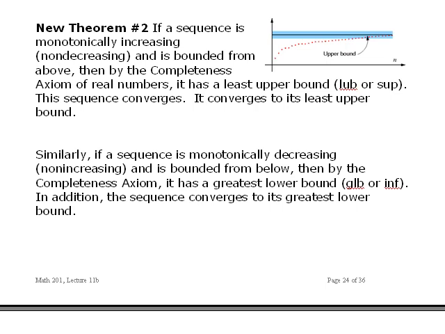And now we can state that new theorem more precisely. If a sequence is monotonically increasing, that is, it is a non-decreasing sequence, and is bounded from above, then by the completeness axiom of real numbers, it has a least upper bound. This sequence converges, and it converges to its least upper bound. Similarly, if the sequence is monotonically decreasing and it's bounded from below, then by the completeness axiom, it has a greatest lower bound. In addition, the sequence converges, and it converges to its greatest lower bound.